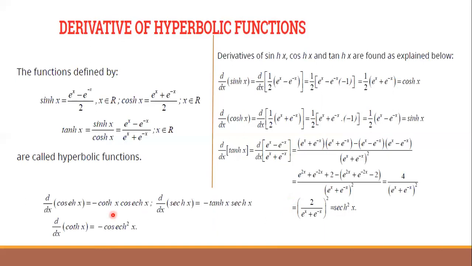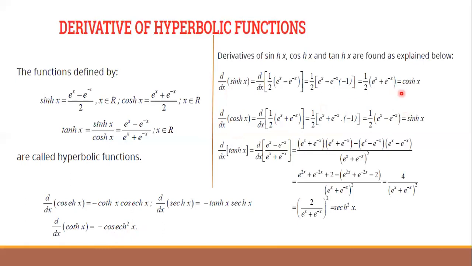And they also have reciprocals of derivatives, as in trigonometric ratios. Derivative of cosecant hyperbolic x is minus cot hyperbolic x cosecant hyperbolic x. Derivative of secant hyperbolic x is minus tan hyperbolic x secant hyperbolic x, and derivative of cot hyperbolic x is minus cosecant hyperbolic square x.